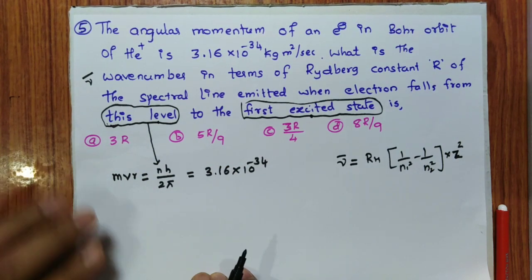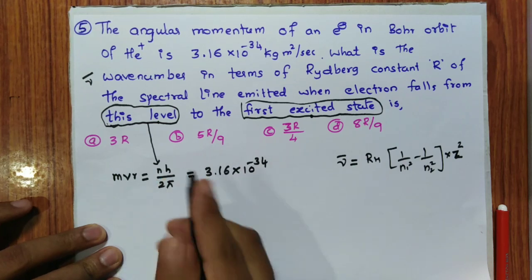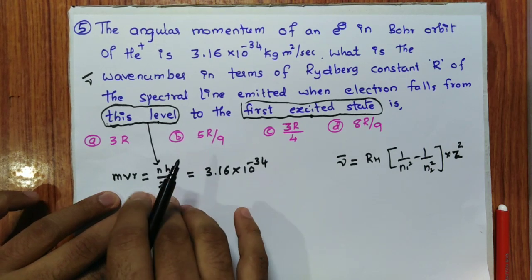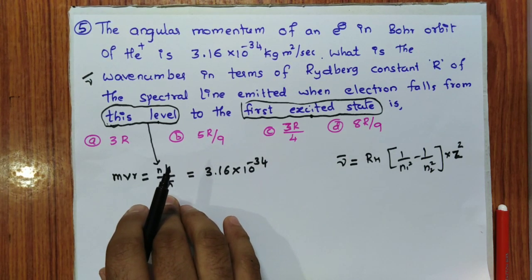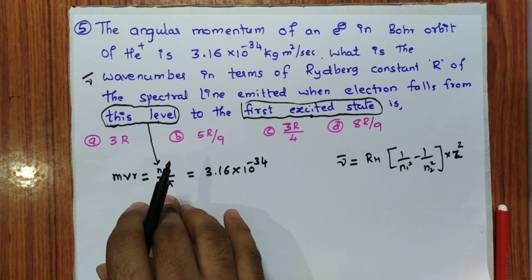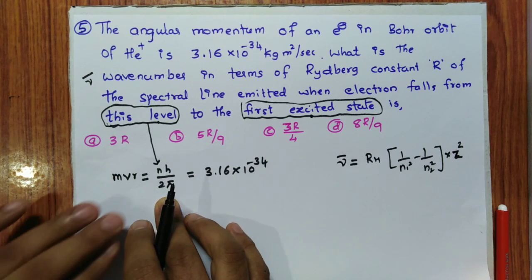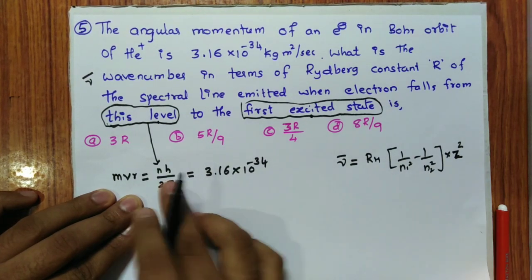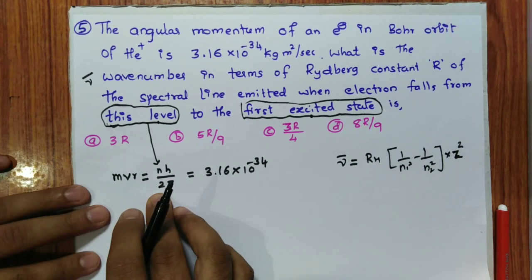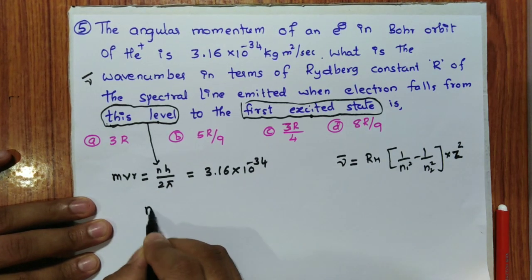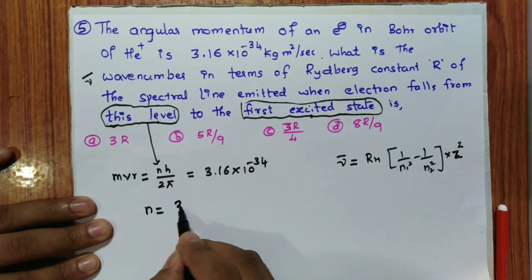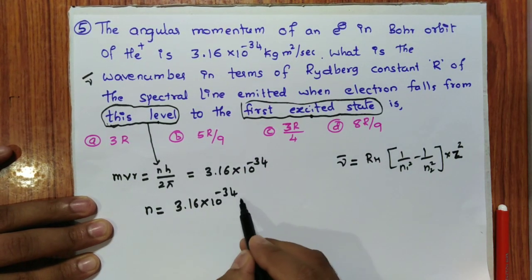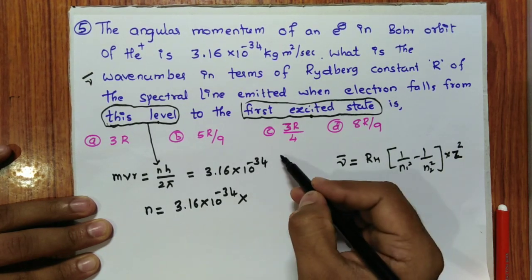Whatever this level is, it is the n value. That is, we have to calculate the n value in mvr is equal to nh by 2 pi. Remember, very important: whatever n value you obtain in this particular case is n2, directly we will get n2, and 1 less than that should be n1. Yes, now we will calculate the n value. Then we substitute here. So n is equal to, in this case, 3.16 into 10 to the power minus 34. So what will I do? Into the 2 pi value, I will take it here.